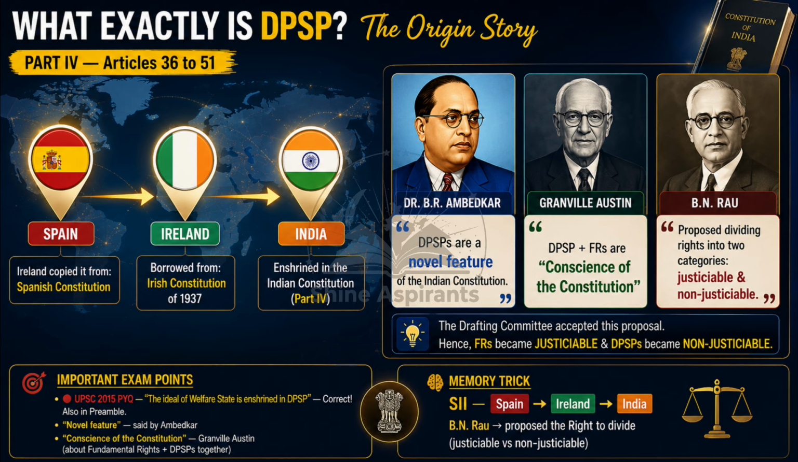And the legendary constitutional scholar Granville Austin described both directive principles and fundamental rights together as the conscience of the Constitution. Now my handwritten notes add something crucial here. B.N. Rao, who was the constitutional advisor to the Constituent Assembly, proposed dividing rights into two categories, justiciable and non-justiciable. The drafting committee accepted this. That's how DPSPs became non-justiciable while fundamental rights became justiciable. So the very structure of Part 3 versus Part 4, it was B.N. Rao's idea. Remember that name.